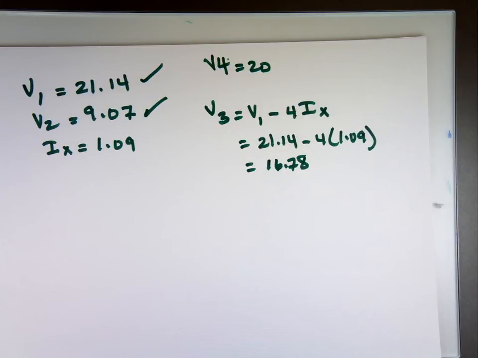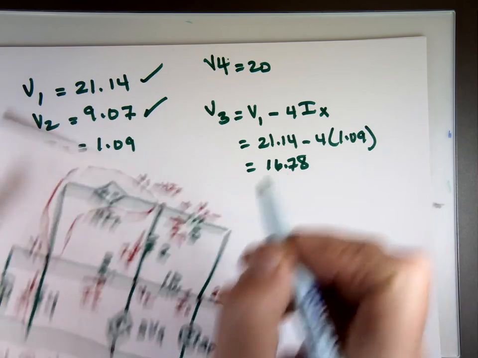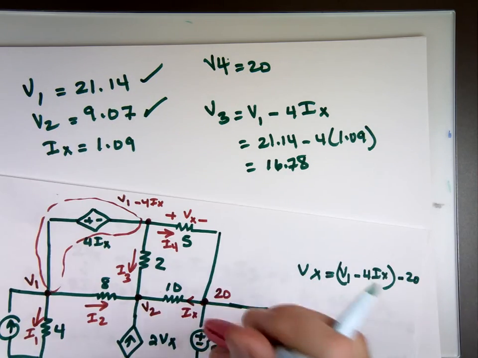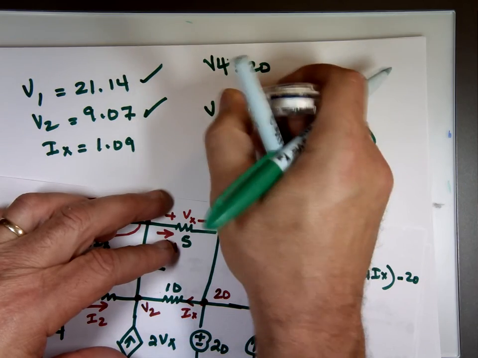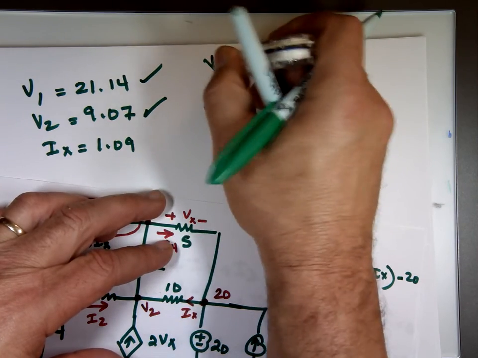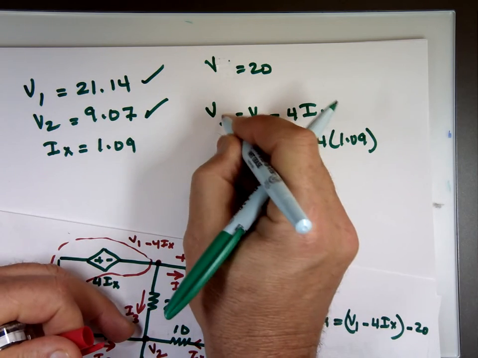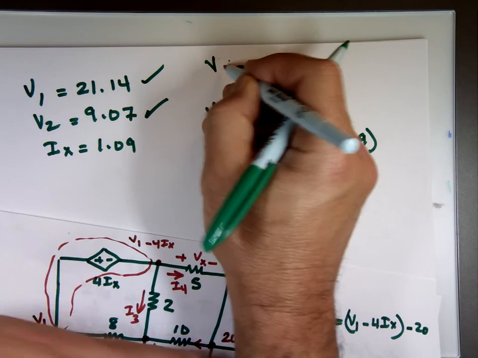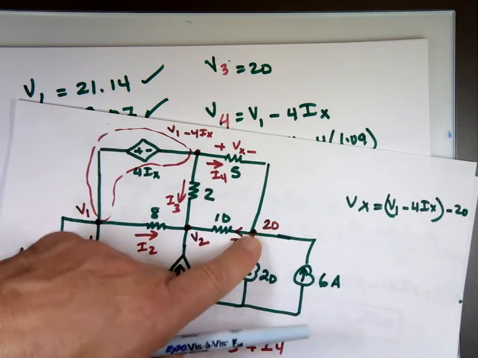Ooh. I thought V3 was 20 before. Oh, they labeled them backward? Yeah, they labeled backward. This is, I guess, 3 and that's 4. Which one is this? This is 4? And that's 3 here? Okay. This one is the 20, and that's that one, whatever numbers they use for labels.